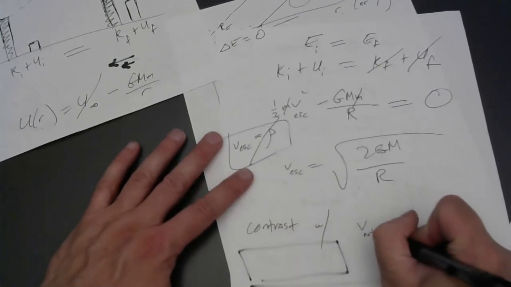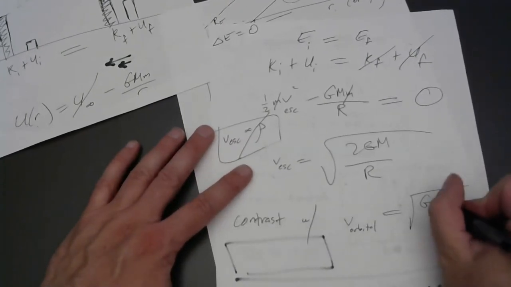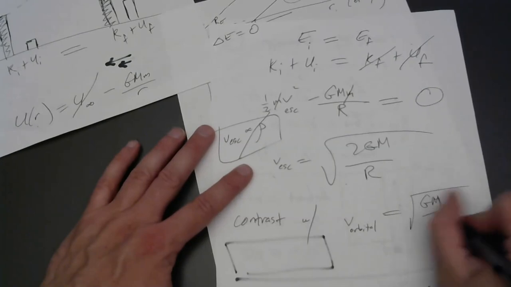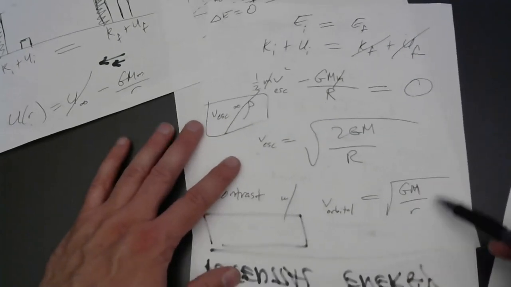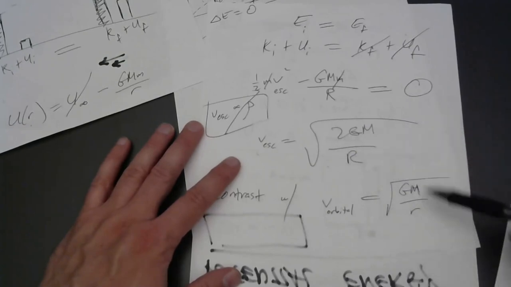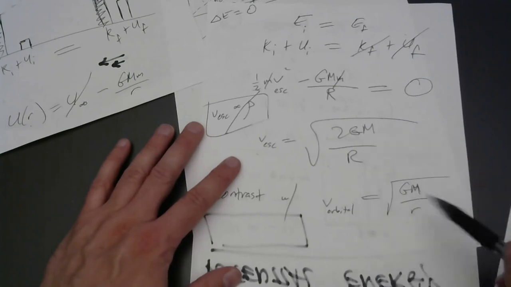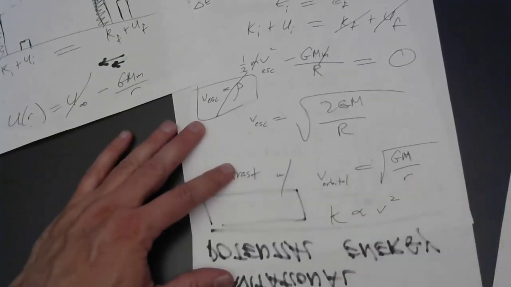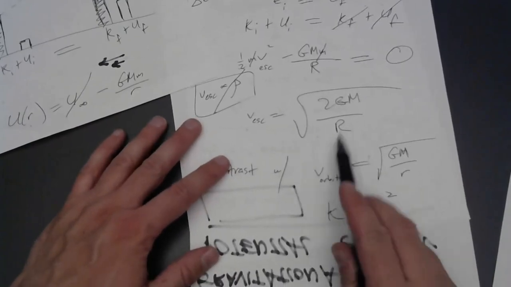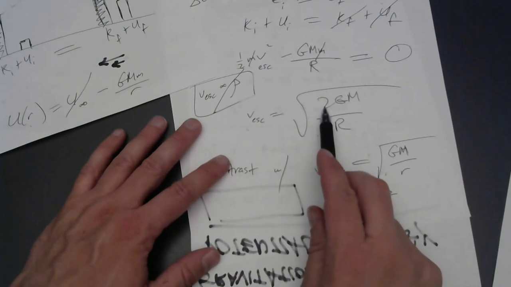So I'm going to contrast this with orbital speed. If you're orbiting a massive object at any distance r, we saw that the only allowed orbital speed is root GM over r. So instead of the 2GM over r, we've just got GM over r. Okay, that should help you memorize the two. One's got a root 2, the other one doesn't. Now, remember how kinetic energy is proportional to the square of speed, 1/2 mv². If you square this and square this, they're the same, except for a factor of 2 out front.